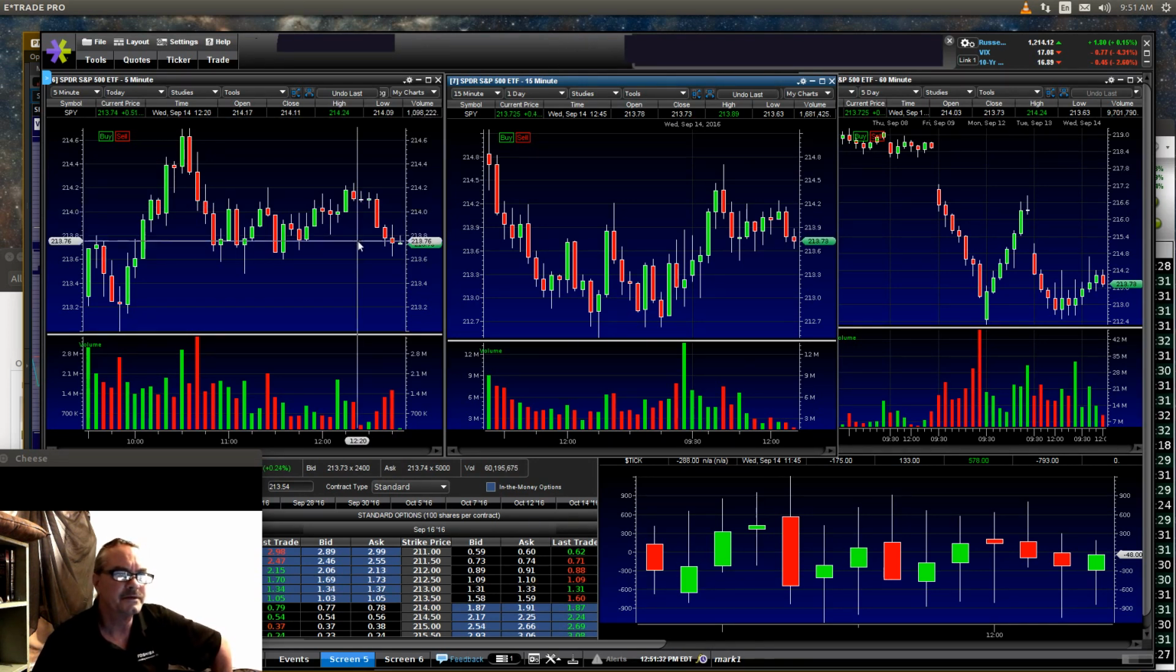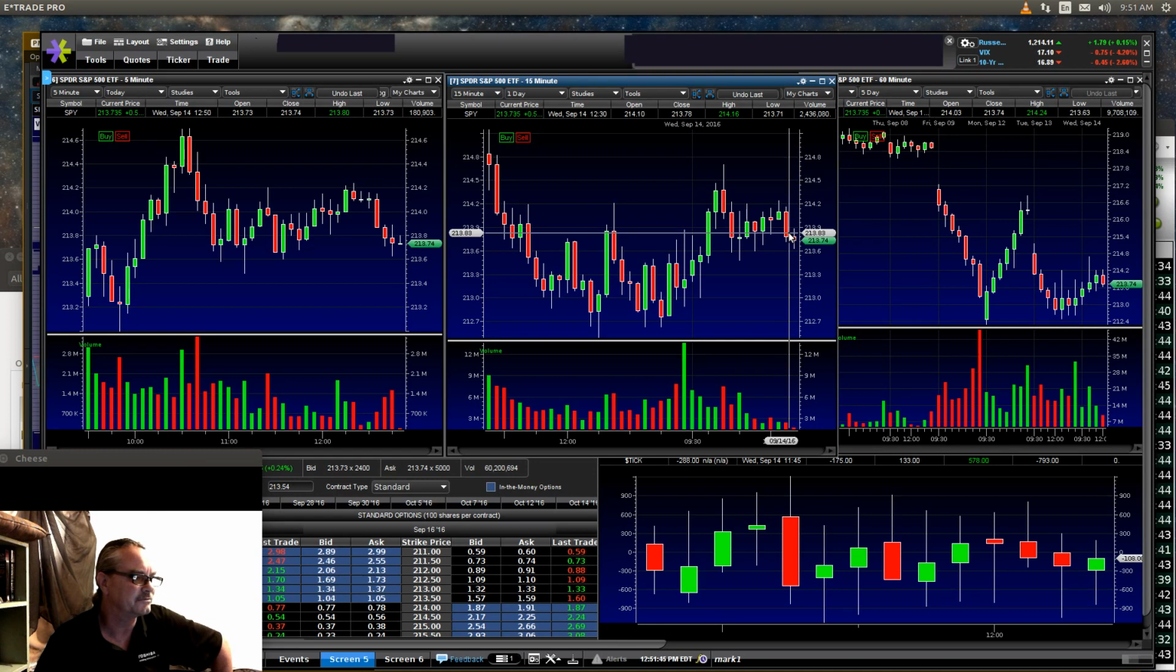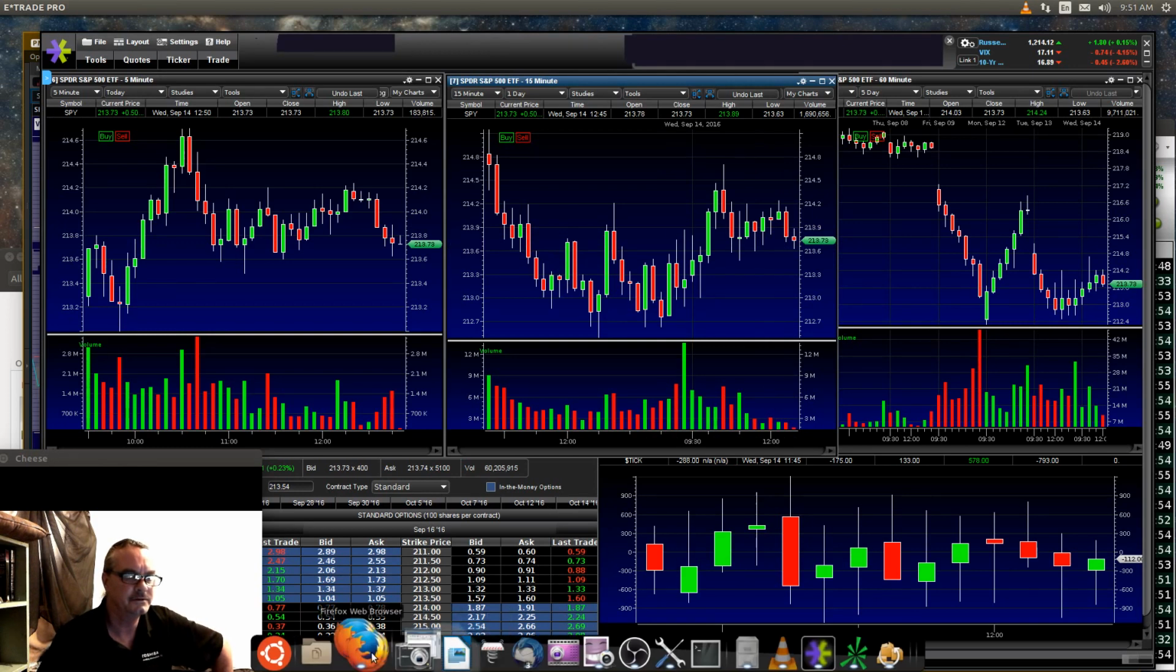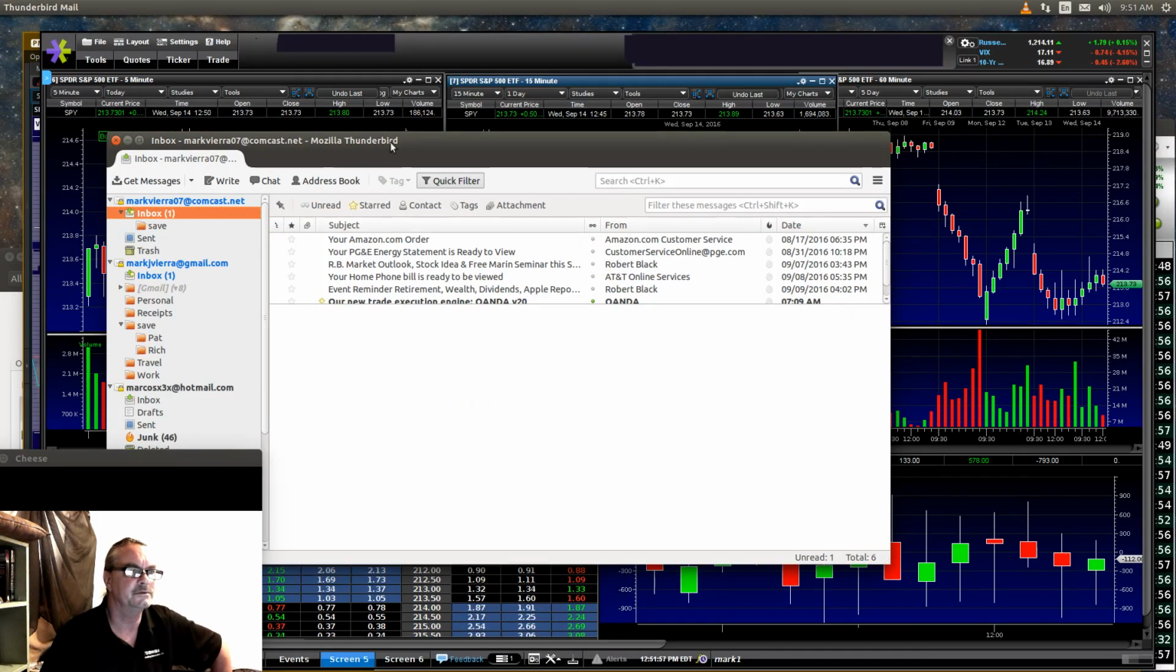Near as I can tell, I don't see that this is a strong area at all. Not on the 15-minute with this kind of volume, just looking fairly weak. I think I'll open this up here.